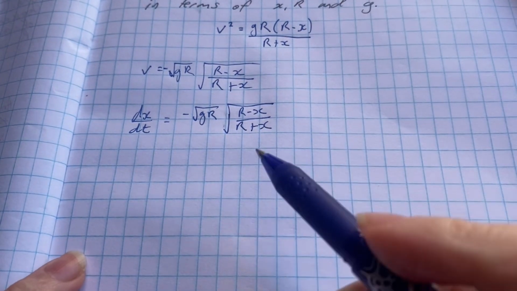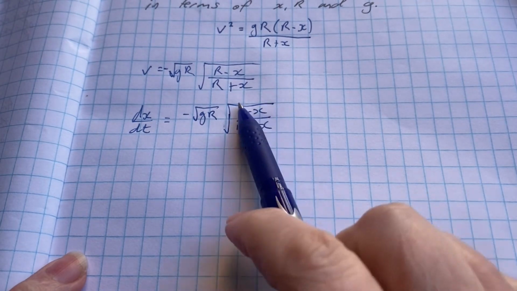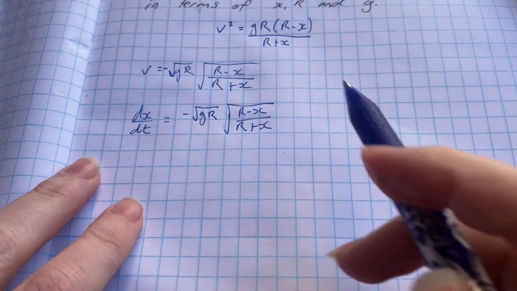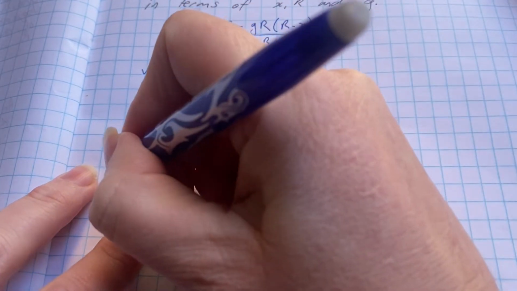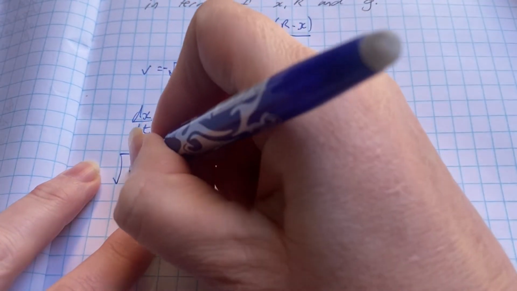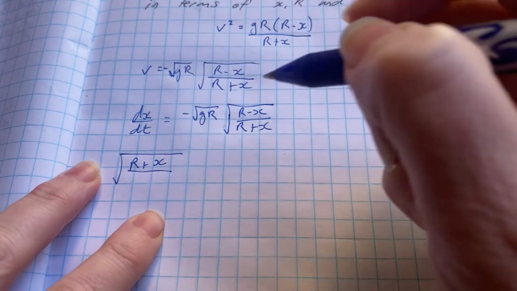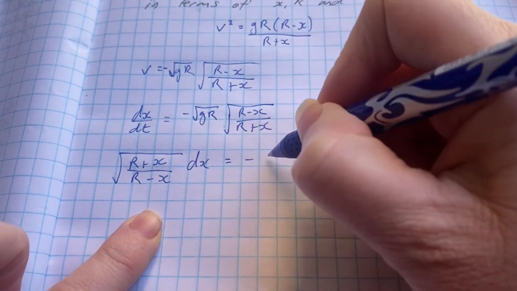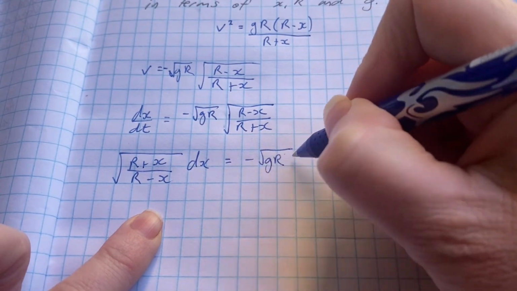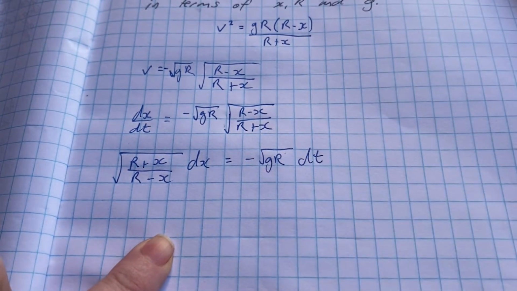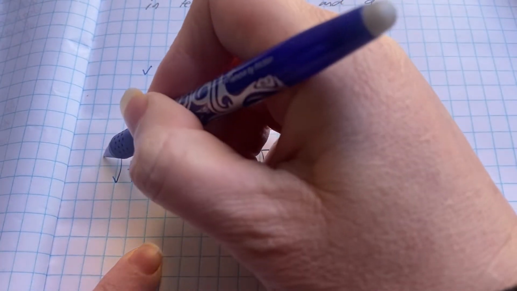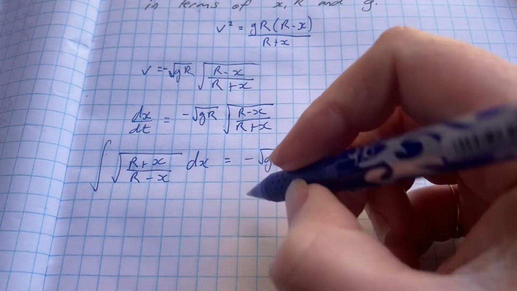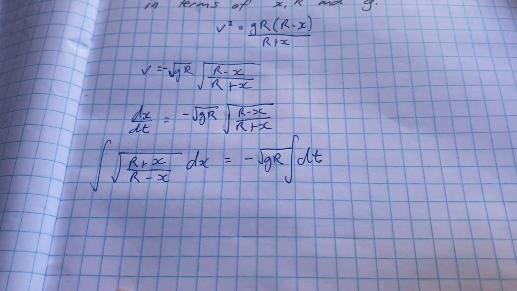I'm going to use separation of variables, so I'm going to multiply each side by the reciprocal of that thing, and I'm going to bring my dt up. So I'm going to end up with the square root of (r plus x) over (r minus x) dx equals negative square root gr dt. And of course we're going to integrate each side of that. I'm going to put my integral after that constant. So that right hand side is just t.